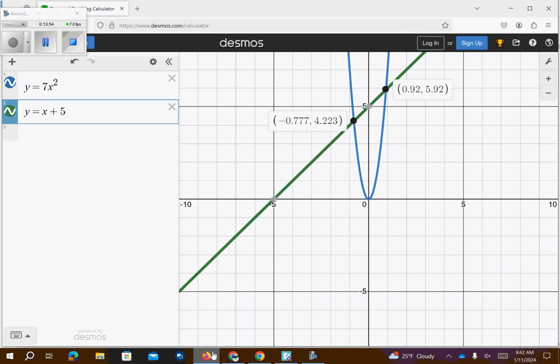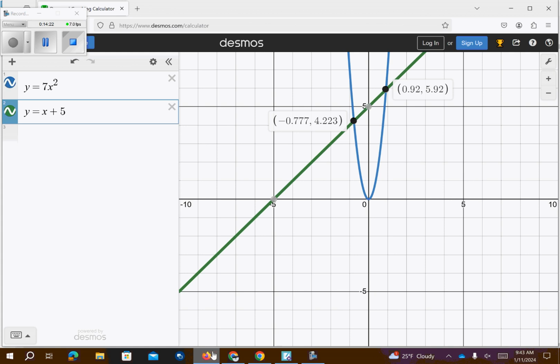Okay? Now, the only thing I'm worried about, both solutions are given to you as a point. But all you need for an answer on this type of problem, if this was the problem I gave you, would be my answer is negative 0.777 and my answer is 0.92. Okay? So you only look at the x component as your answer. It's what's taking place in the x direction.